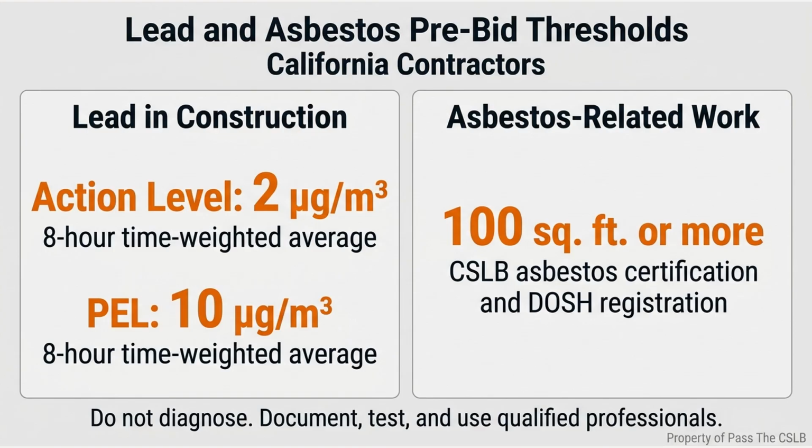For asbestos, remember the 100 square foot tripwire. For lead, remember the 20-25 numbers. 2 micrograms action level and 10 micrograms permissible exposure limit.